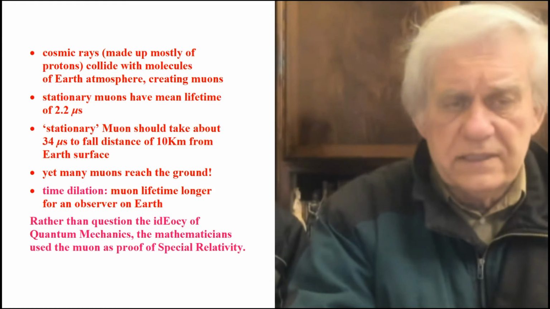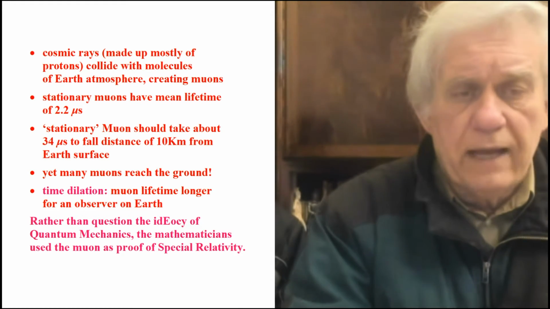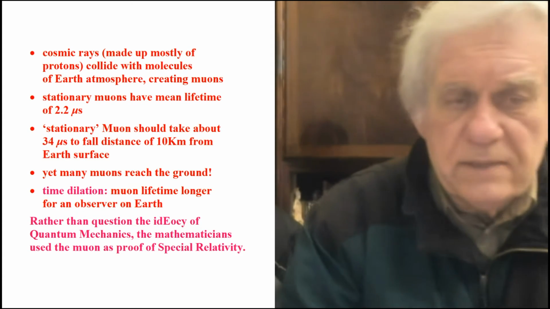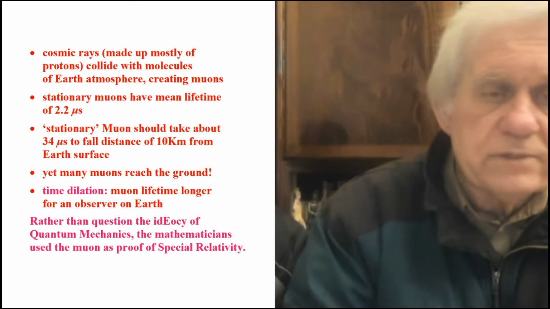They have to live at least 34 microseconds if they want to reach the ground. So how is this possible? There seems to be a contradiction there. Time dilation, muon lifetime larger for an observer on Earth.